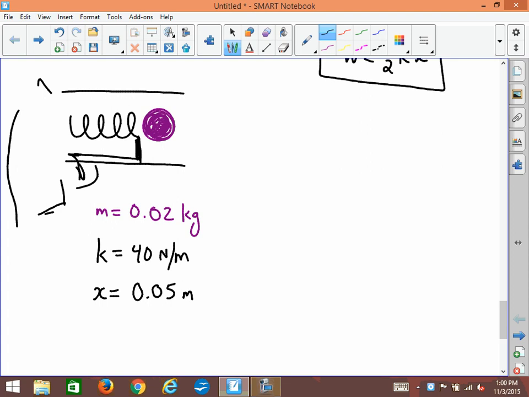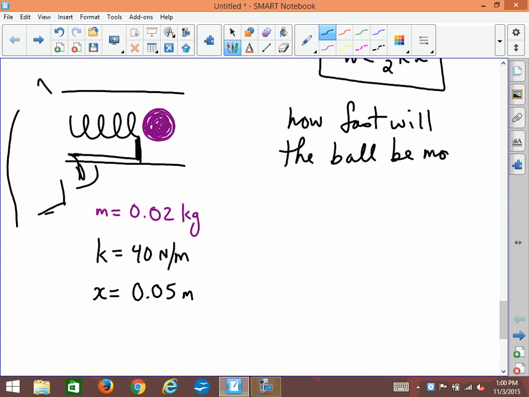So here it is. Let's see if we can figure out how fast the ball will be moving when the spring is released. Because when you release the spring, it's going to push back out against the ball and fire the ball out of the gun, preferably not at your younger brother or sister. How fast will the ball be moving when the spring is released?